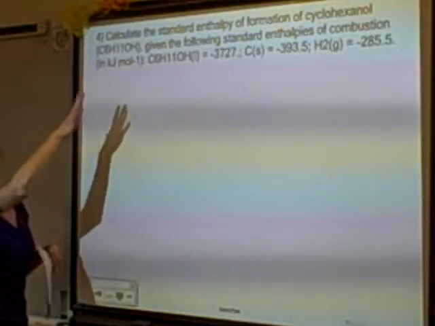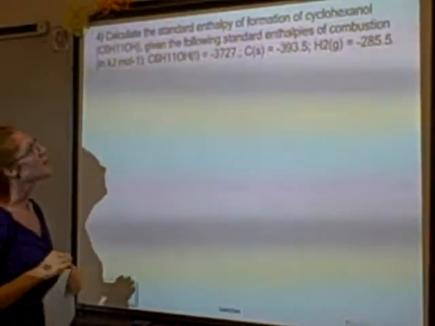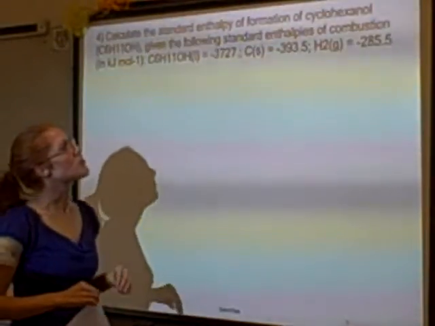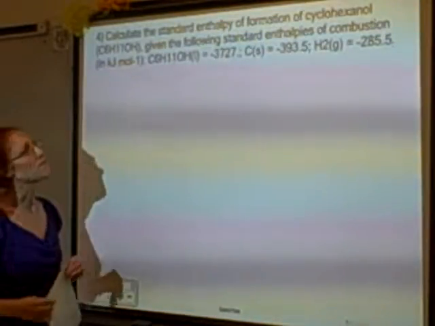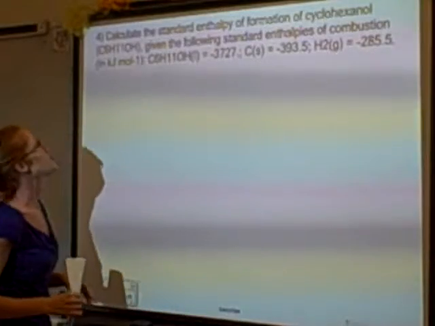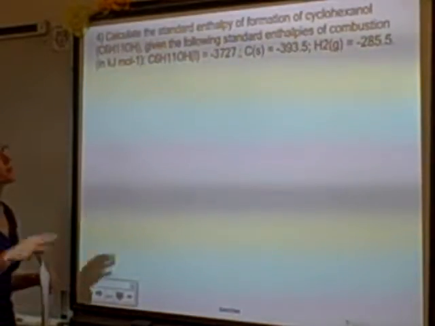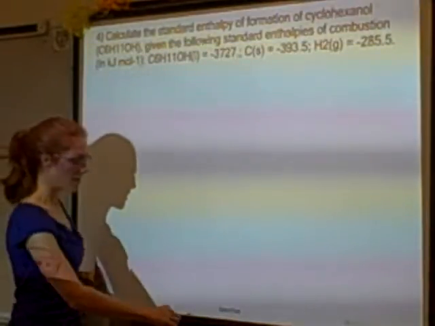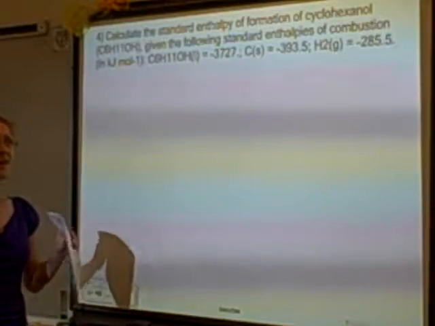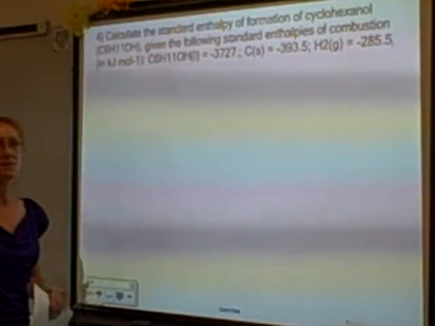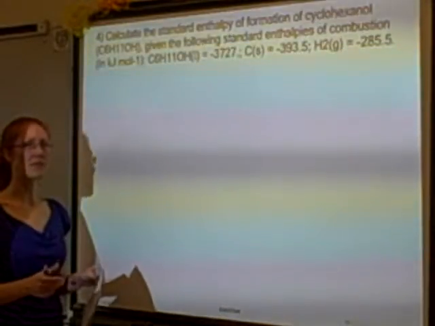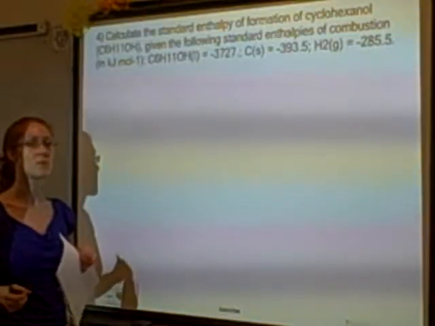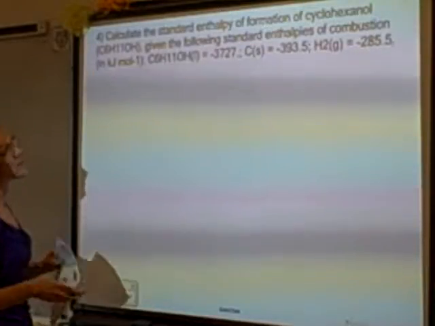So question number 4 says, calculate the standard enthalpy of formation of cyclohexanol, C6H11OH, given the following standard enthalpies of combustion in kilojoules per mole. And then the enthalpies of combustion are given. So this question has a ton of information in it. The first thing we need to do is write the information out. And if you write it out, you're going to have a much better chance of getting the question right on the first try, and it feels good.